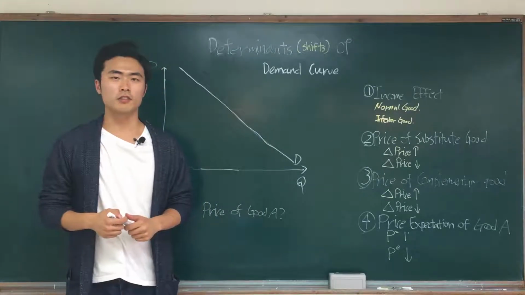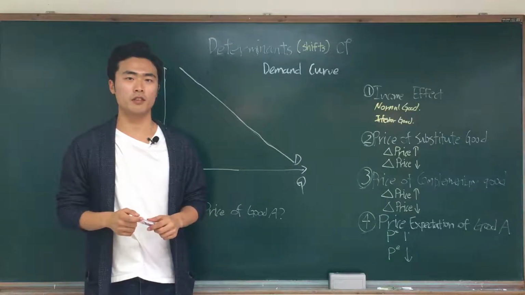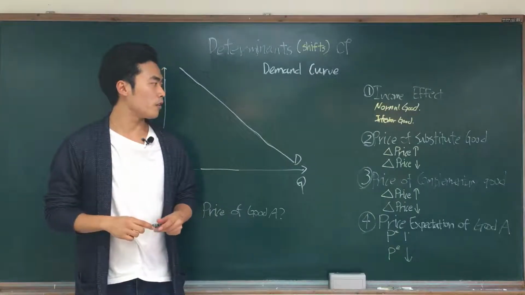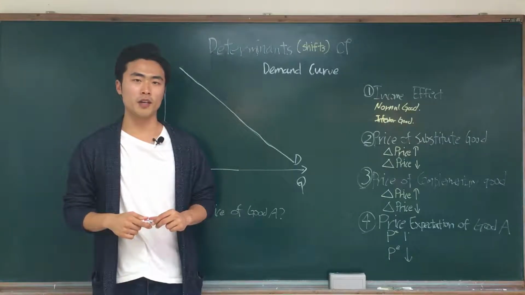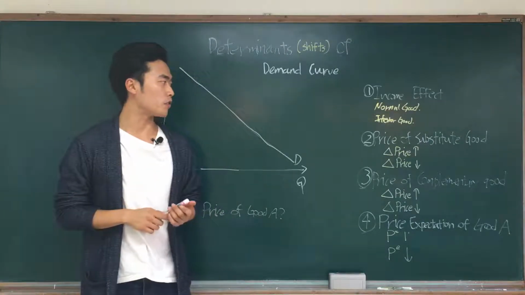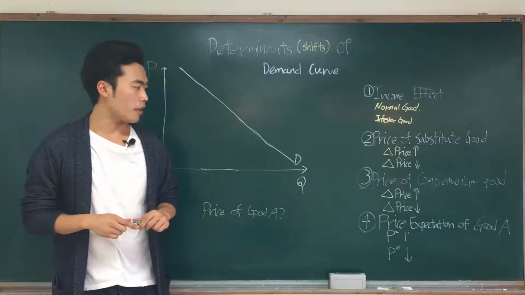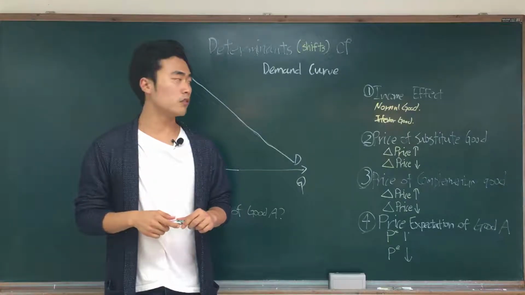Today we are going to discuss the determinants of the demand curve, or what you call the shifts of the demand curve. And there are four main determinants for the demand curve, and they are the income effect, the price of the substitute good, the price of the complementary good, and the price expectation of the same good.